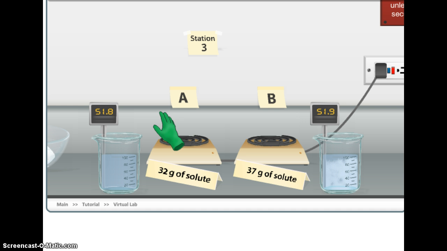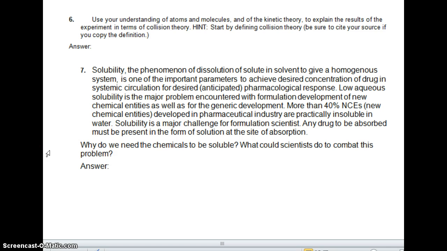All right, looks like we have time for one more question. And this question is talking about how solubility is used in real life. So solubility, the phenomenon of dissolution of solute in solvent to give a homogeneous system, in other words, the fact that we're dissolving stuff, is one of the most important parameters to achieve desired concentration of drug in systemic circulation for desired anticipated pharmacological response.